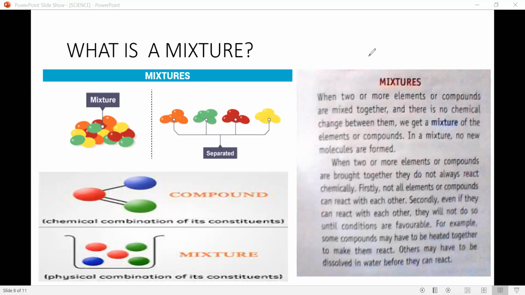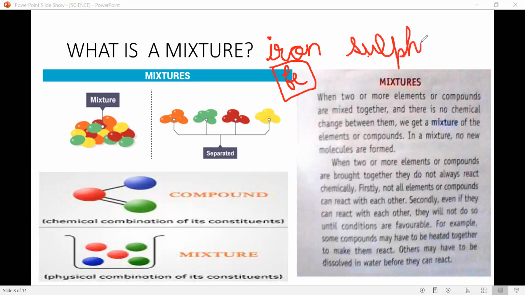Let me give you some other examples. Let us not take these types of things; let's take chemical reactions. Now, if I take iron, its symbol is Fe. We will learn the symbols also. Then iron and sulfur. Sulfur is like this, we can say.